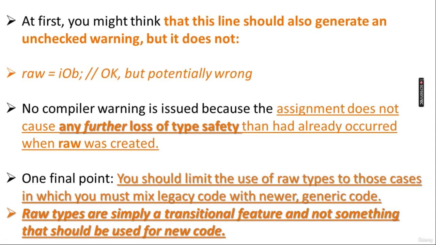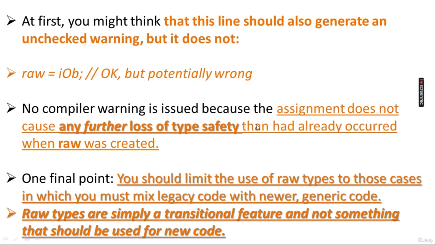You might think that this line should also generate an unchecked warning, raw is equal to iOb, but it does not. Okay, it is okay, but it is potentially wrong. iOb is a generic object, raw is non-generic. But still you can assign the reference of this iOb to raw.